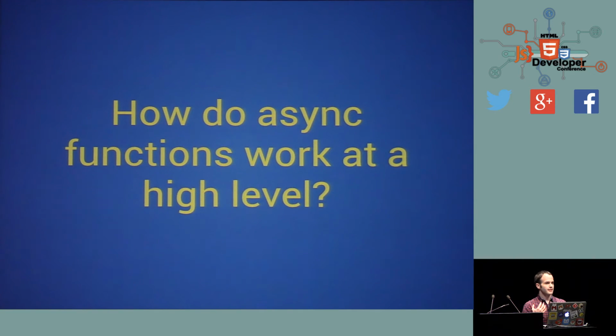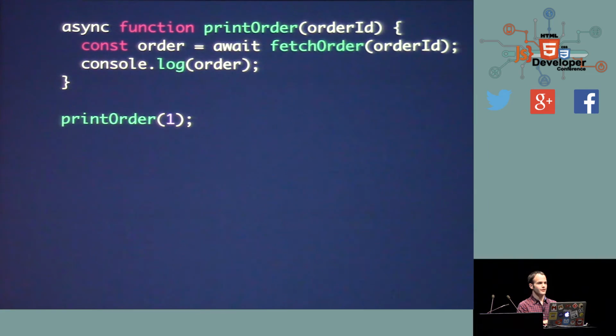So it's going to look a little mangled. So I want to approach this just at a high level. How can we reason about how our code is getting rewritten when we mark it as async? So we've got our print order function, and we're going to walk through execution of it to see how it might be turned into something that's asynchronous looking.